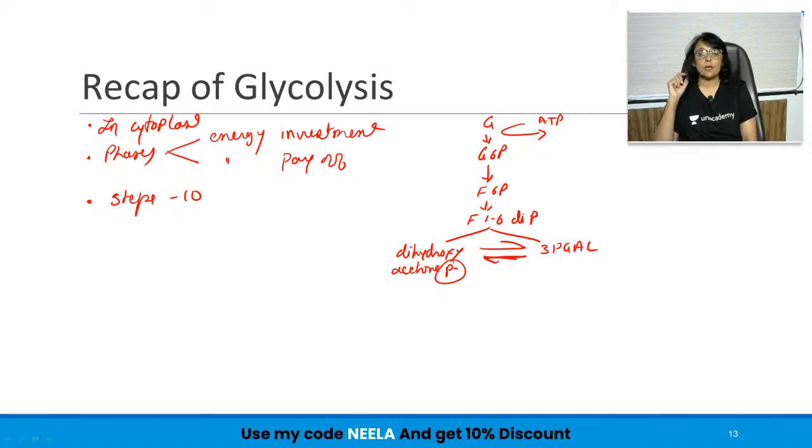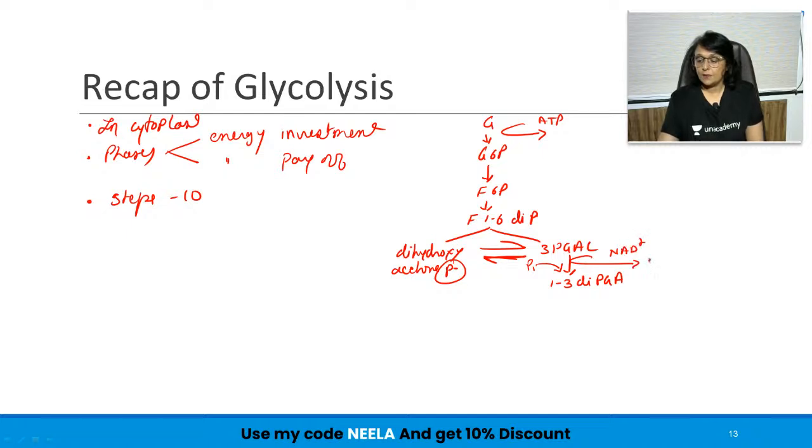The molecule which can participate in further reactions is aldehyde, that is 3-PGAL. Now this 3-PGAL changes into 1,3-di-PGA. Now this is where oxidation reduction was taking place. Inorganic phosphate got added. Are you able to recall all these steps? So NAD gets reduced into NADH2, and this NADH2 is worth 3 ATPs.